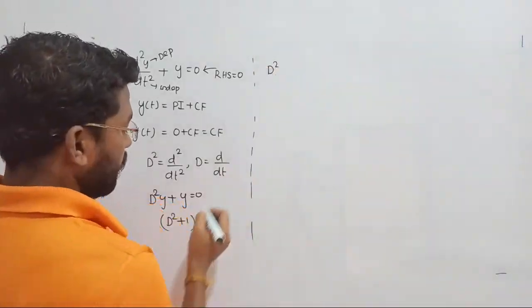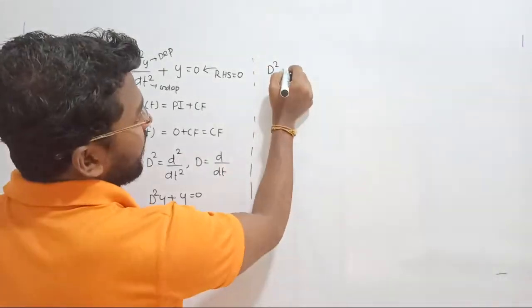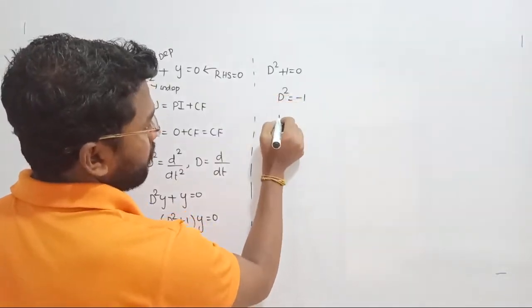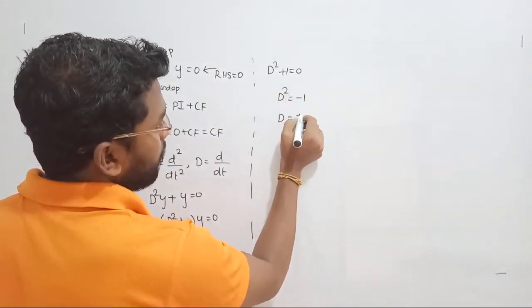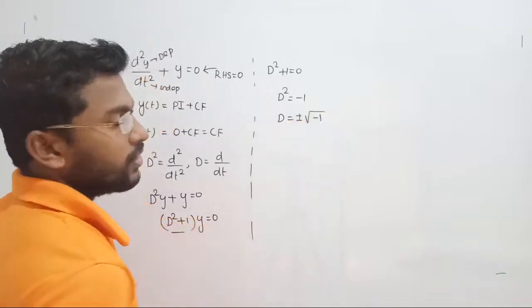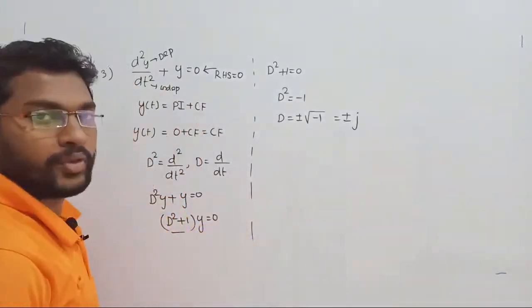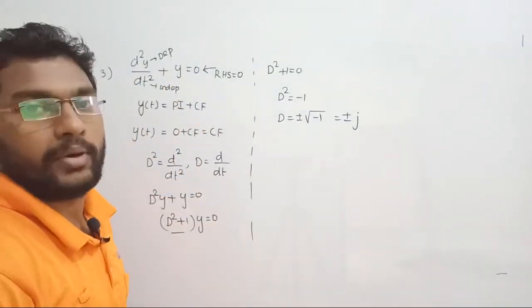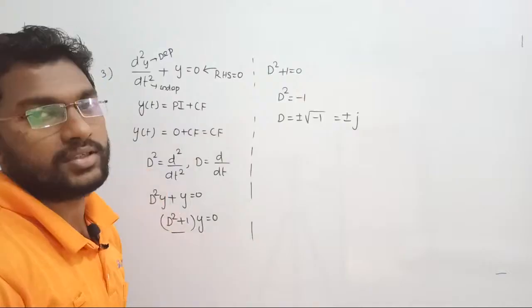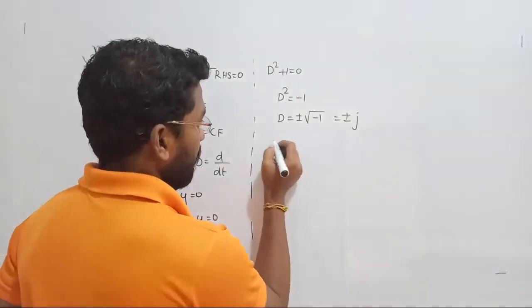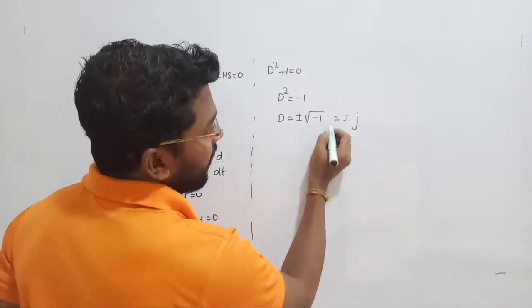So from this, what is the characteristic equation? D square plus 1 equal to 0. From this I can say D square equal to minus 1. From this I can say D is equal to plus or minus root of minus 1. What is the answer? Root of minus 1 can be written as j. So I am getting purely imaginary roots. If you are getting purely imaginary roots, then what will be the solution for that function? Anyway, let me write the equation. First thing is, given it is what?